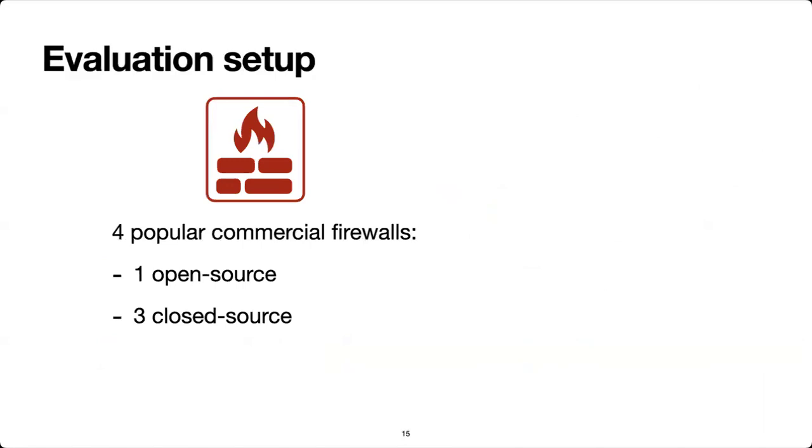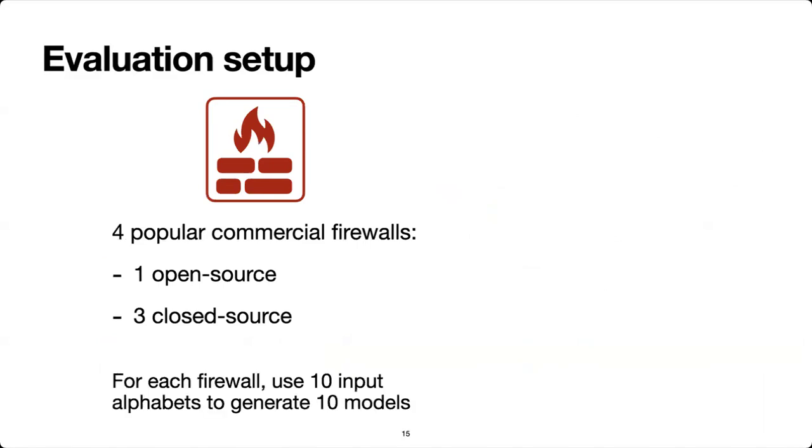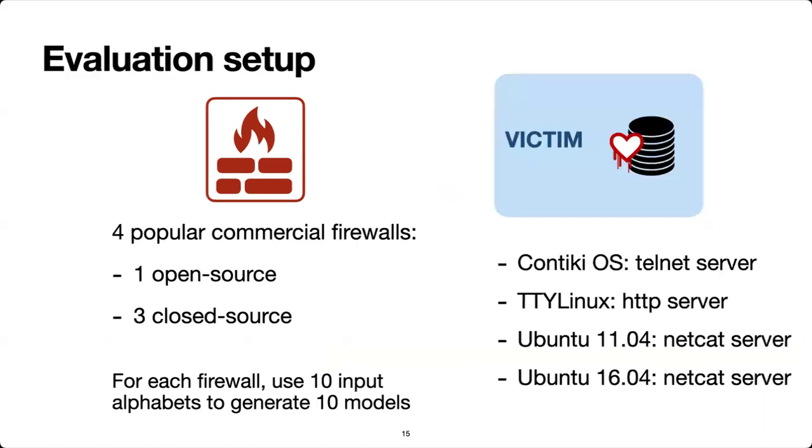So to evaluate Pryde, we take four popular commercial firewalls. One of them is open source, three of them are closed source. For each of the firewalls, we have 10 input alphabets that we use to generate 10 models in a black box manner. For each of these 10 models, we generate attacks against four diverse victim servers. So a Contiki OS, which has a telnet server, TTY Linux with an HTTP server, and two older versions of Ubuntu with Netcat servers.